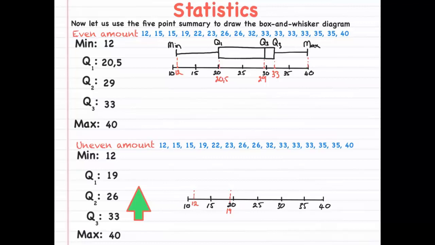Then Q2 is 26, which is just after the 25. Let's go up like that, and we write here that it's 26. And Q3 is 33, which is about there, and we write there that it's 33, and that is it. And we also have our maximum that goes up to there.